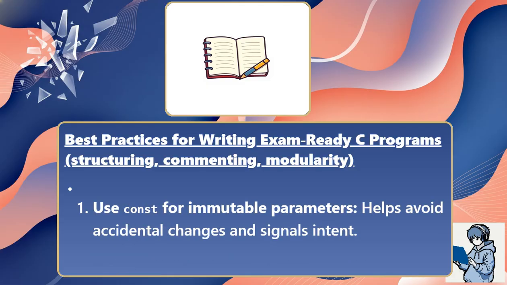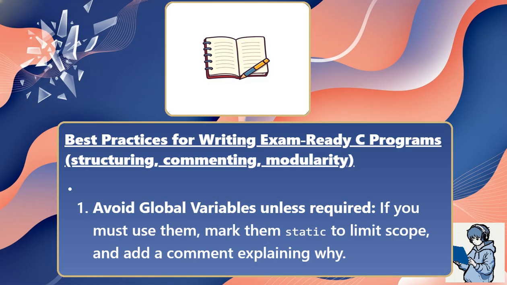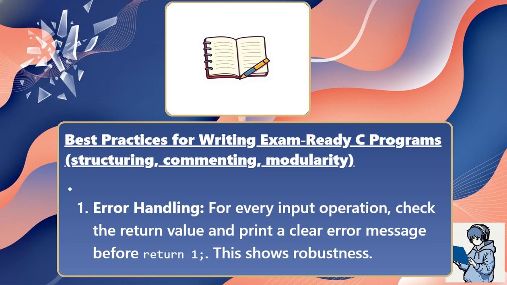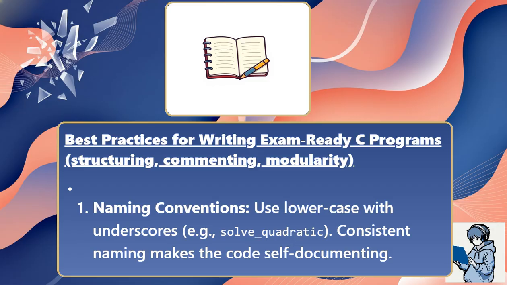4. Use const for immutable parameters: it helps avoid accidental changes and signals intent. 5. Avoid global variables unless required: if you must use them, mark them static to limit scope, and add a comment explaining why. 6. Error handling: for every input operation, check the return value and print a clear error message before return 1. This shows robustness. 7. Naming conventions: use lowercase with underscores, e.g. solve_quadratic. Consistent naming makes the code self-documenting.